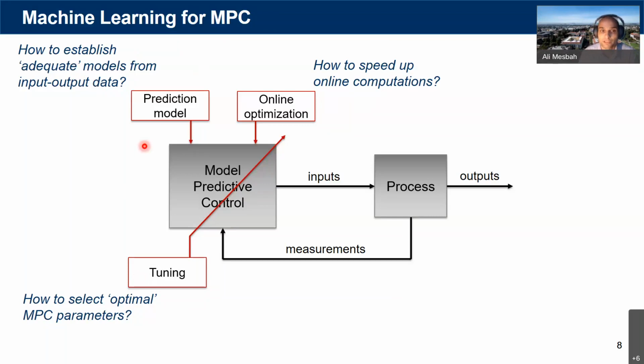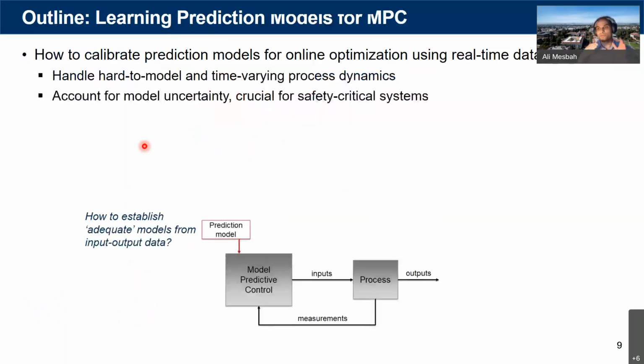So in this talk, I'm going to primarily focus on the topic of learning prediction models. So we're going to talk about two different approaches. In the first approach, the question that we're asking is how machine learning can be leveraged for online calibration of prediction models using real-time data. And this is a particularly important problem, especially in the context of safety-critical applications.